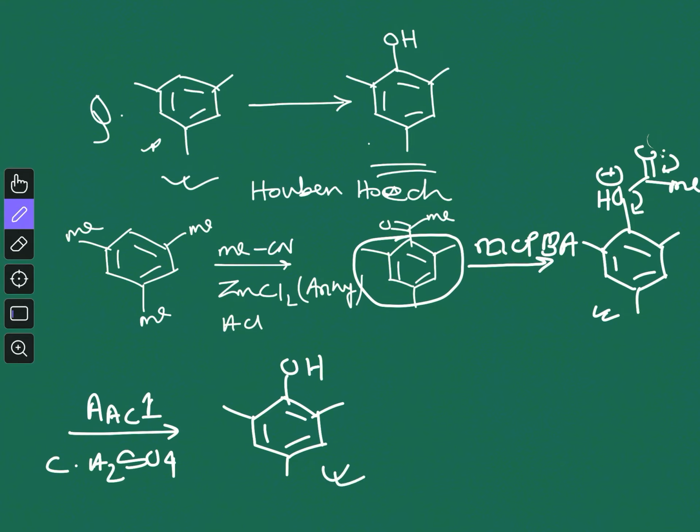By using these three steps, the Houben-Hoesch reaction, MCPBA, and this particular ester hydrolysis reaction, you can get a good yield of alcohol, or sorry, phenol out of this reaction.